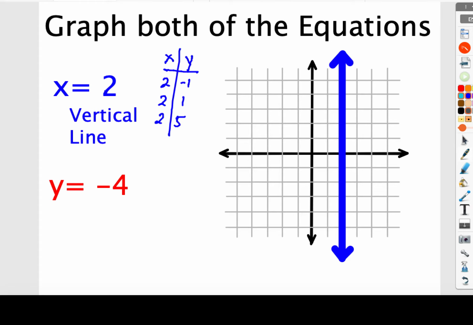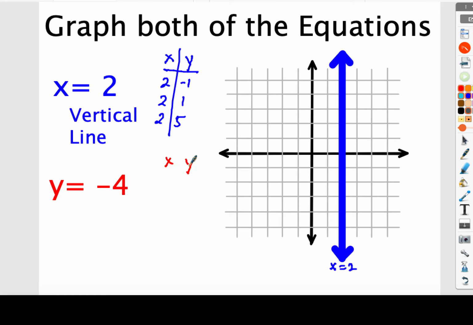If ever you have an equation that's just x equals, there's no y in the equation, that's a vertical line. Because all of the x coordinates are the same, they're all on that line, x equals 2, where the y could be anything we want it to be. It's not even listed. Well, the same thing goes when we talk about y equals -4.